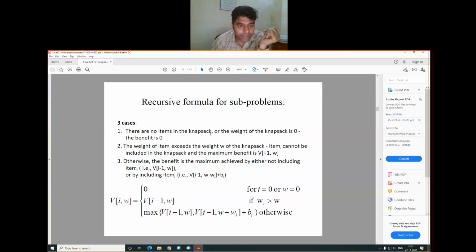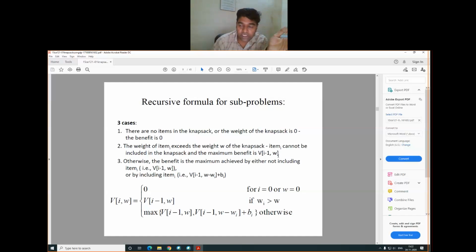So if there are no items in the knapsack or the weight of the knapsack is 0, the benefit is equal to 0. That is the first case when we are selecting items. The second case: if the weight of item I exceeds the weight W of the knapsack, item I cannot be included in the knapsack, and the maximum benefit is V of I minus 1, W.